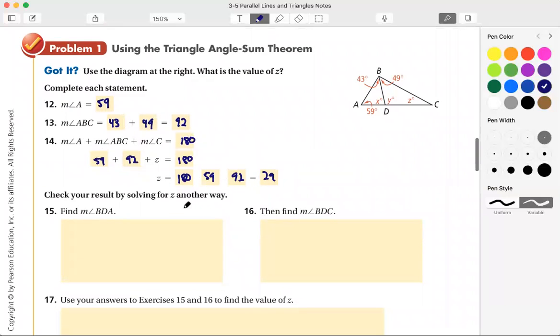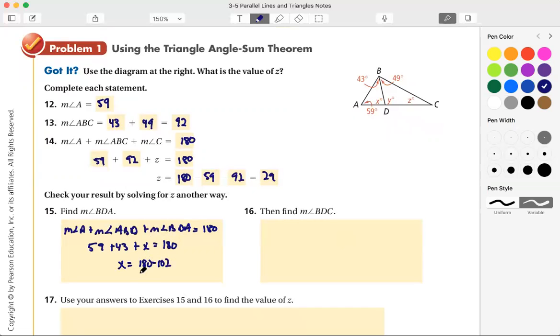All right, let's find the measure of angle BDA. So the measure of angle A, plus the measure of angle ABD, plus the measure of angle BDA has to equal 180 degrees. So 59 plus 43 plus x has to equal 180 degrees. So x equals 180 minus 102. So x equals 78.